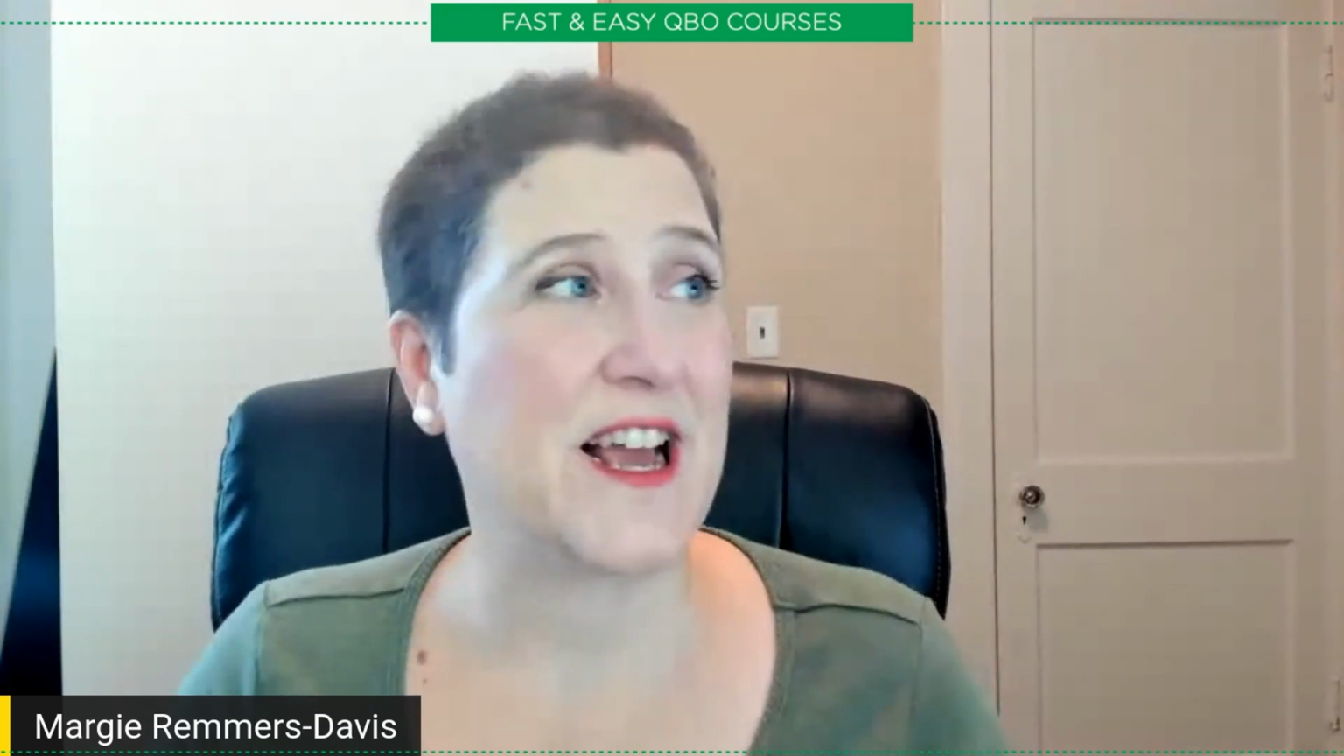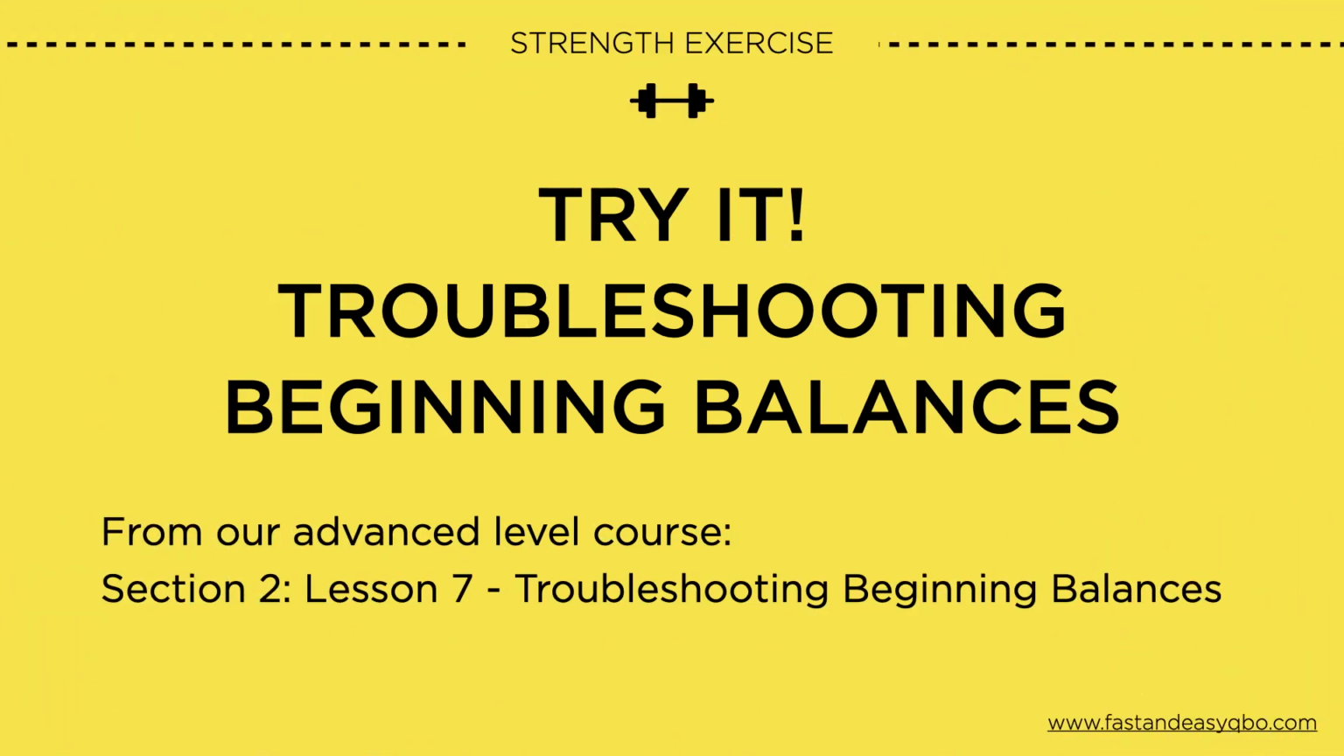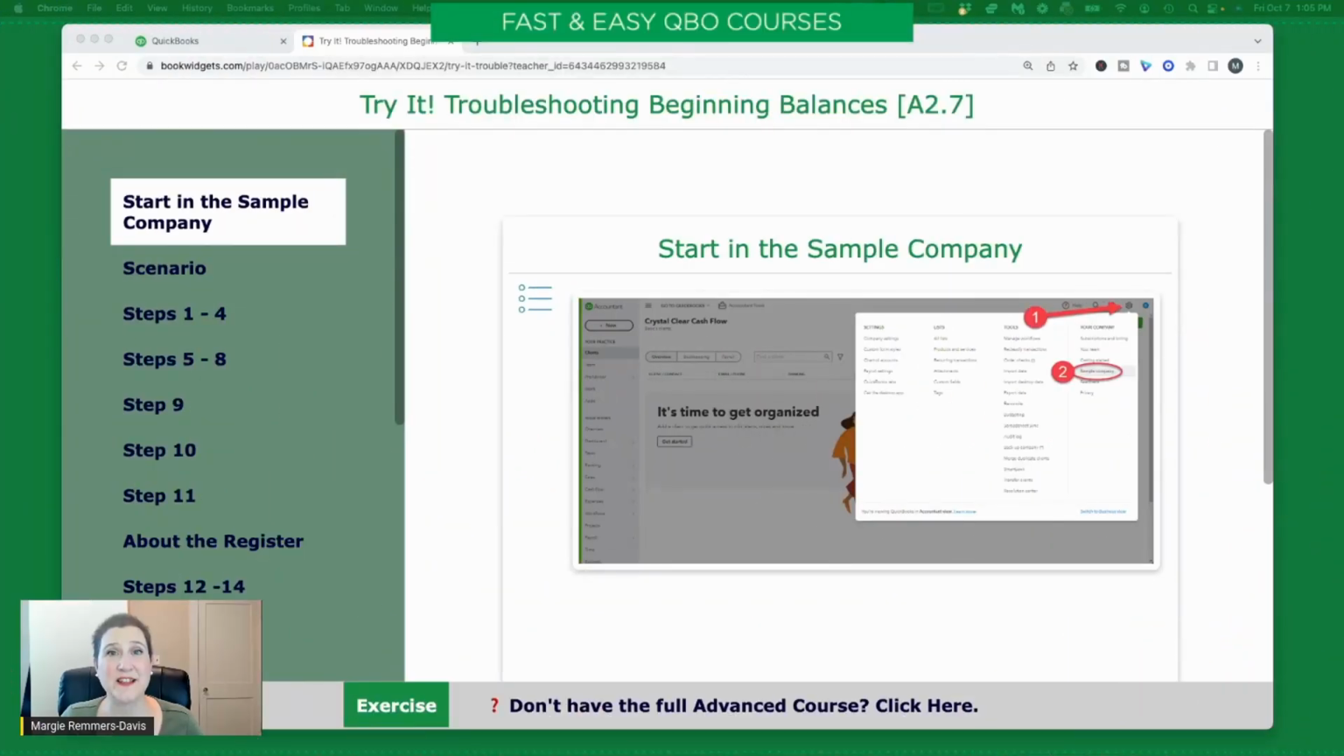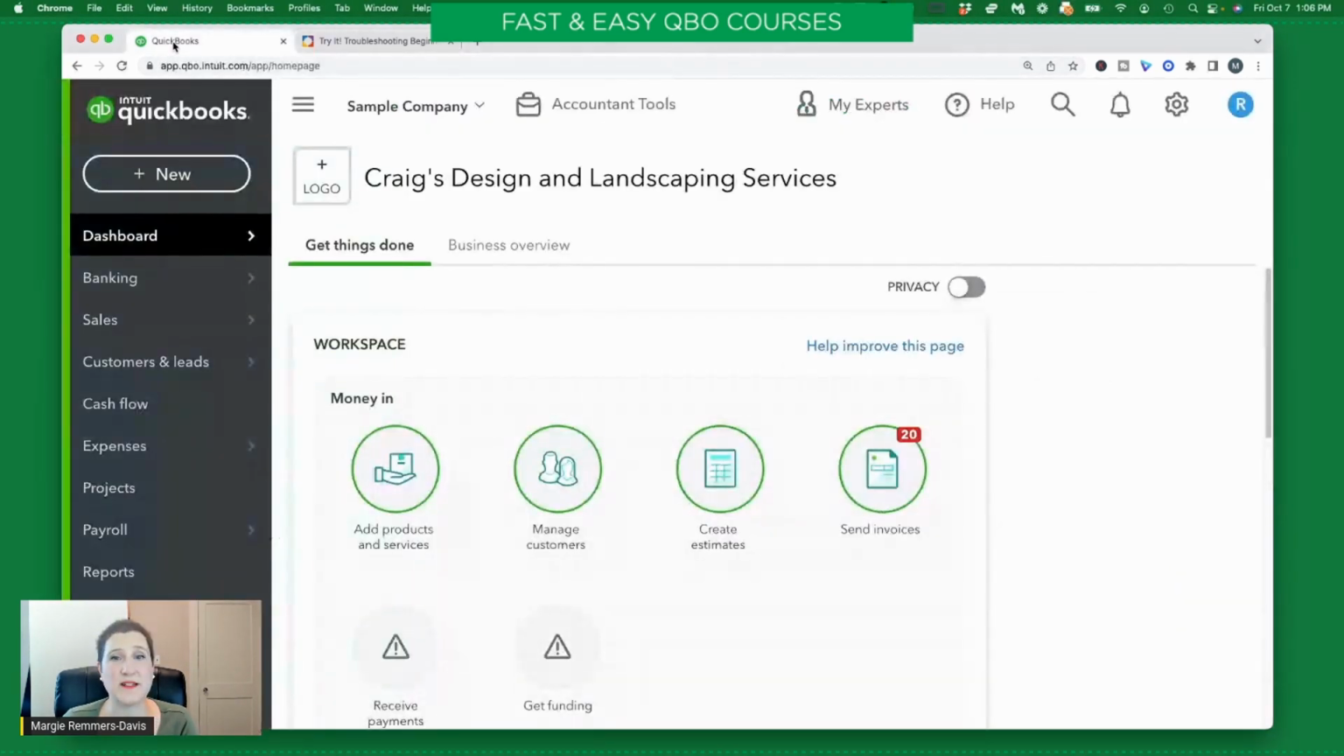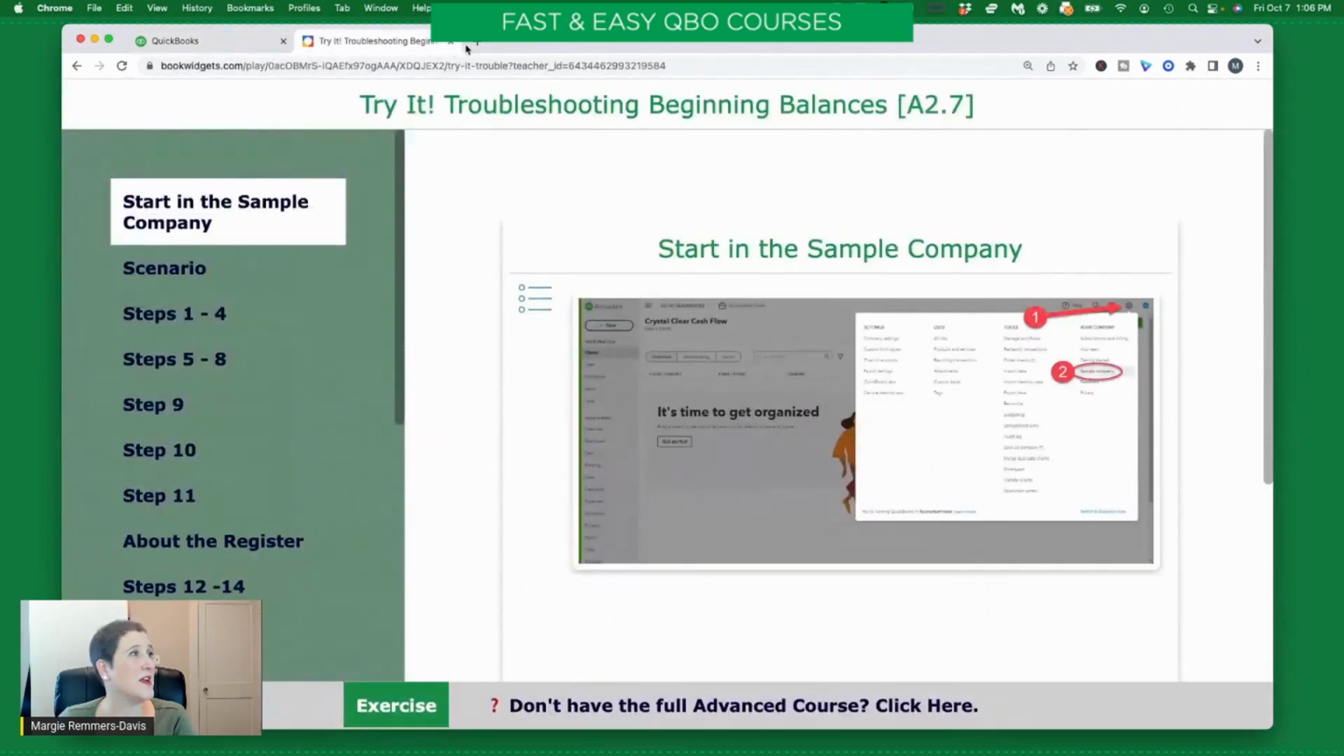Our very first exercise is troubleshooting beginning balances. This comes from our advanced level course. This is one of the things that you have to know how to do in the advanced certification. So we're going to walk through it. The first thing that it says we have to do is start in the sample company. So I have over here my sample company. Hopefully you guys all have that ready to go.